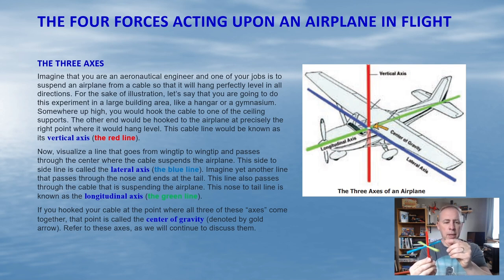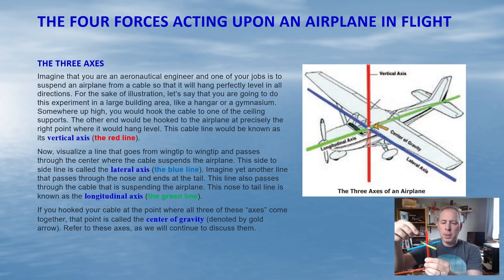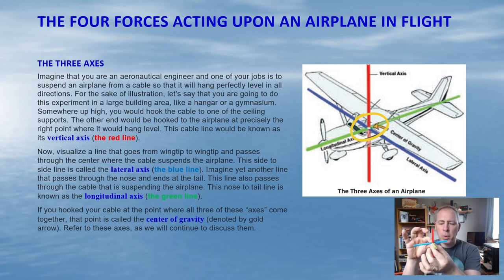So imagine now we have a second axis. There's our first axis, which was our vertical, our lateral, and now the green one. The green one now is our longitudinal, I guess. You can see it there. It's kind of a hard word to say. So those are the three axes that a plane is going to act on. If you hook the cable to the point where all three of these would come together, this would be called your center of gravity. Right in there somewhere is your center of gravity. We're going to talk about that later in another lesson.